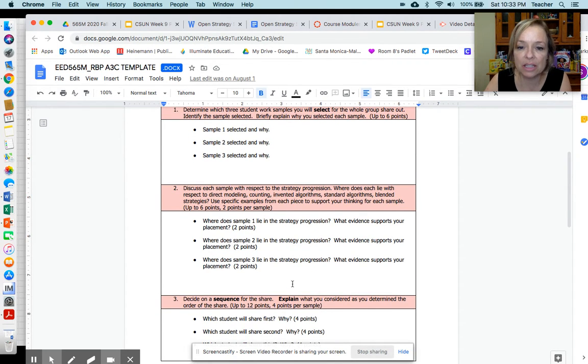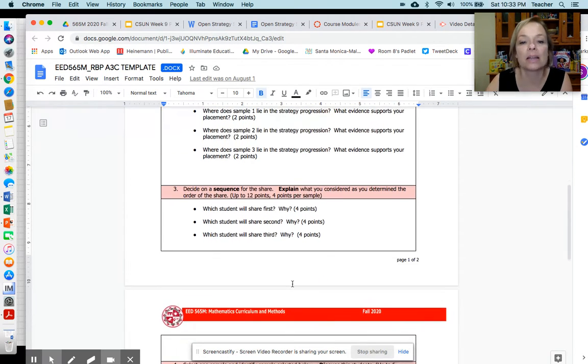You're going to discuss each sample with respect to the strategy progression. Where does each lie with respect to direct modeling, counting, and invented algorithms, or even standard algorithms? And remember, they might be blended. Use specific examples from each piece to support your thinking. Up to 2 points per sample. Sample 1, sample 2, sample 3.